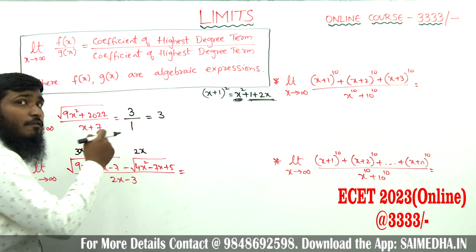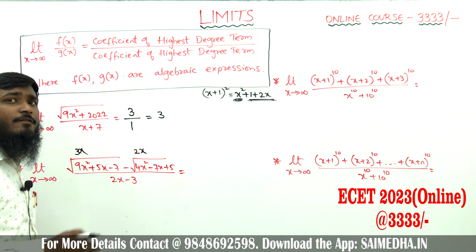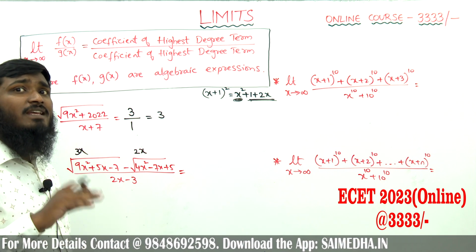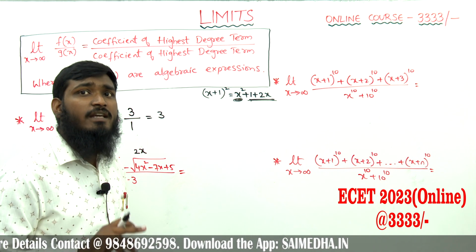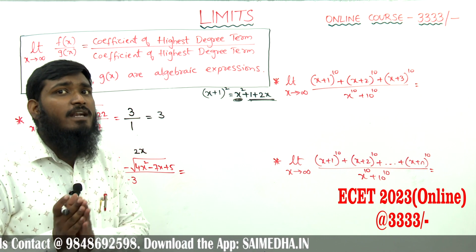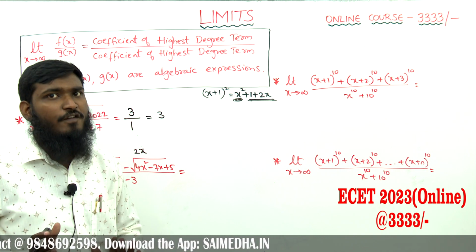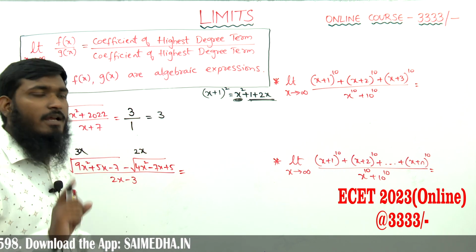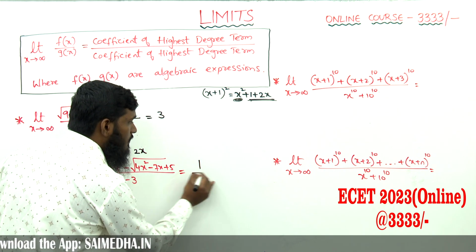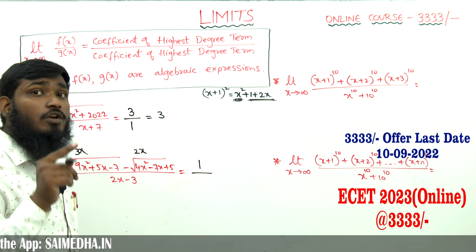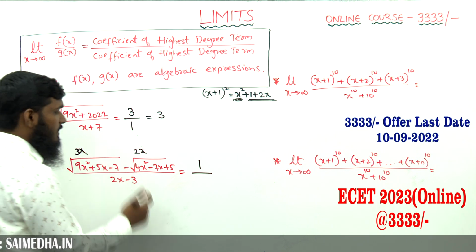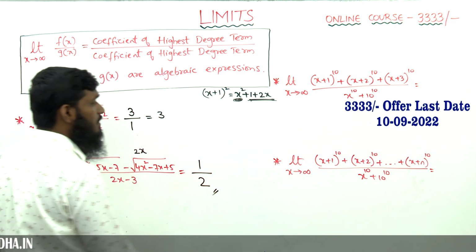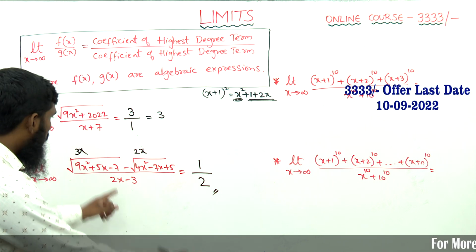So in the numerator it is 1x and in the denominator it is 2x, so what is the highest degree term we have now? The highest degree term will be x. So after identifying the highest degree term we have to select the coefficient. So what will be the coefficient of x in the numerator? In the numerator we have 1, divided by the coefficient of x in the denominator, which is 2. So the answer will be what? 1 by 2.